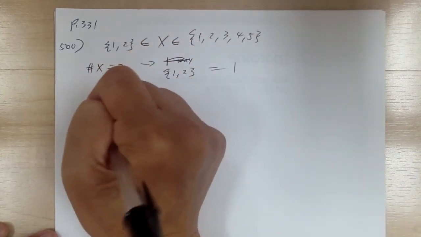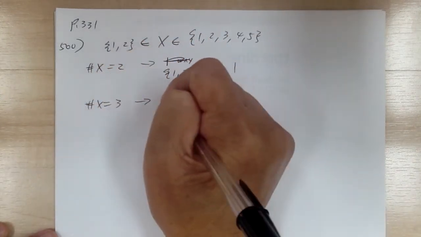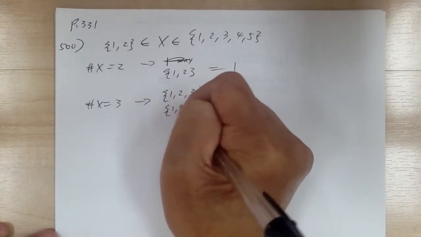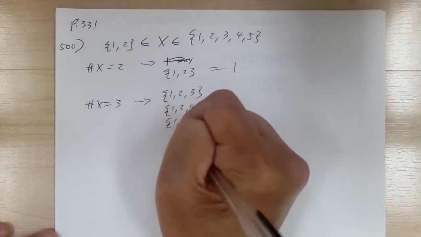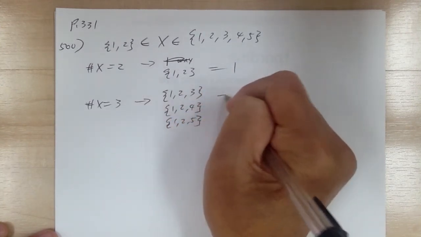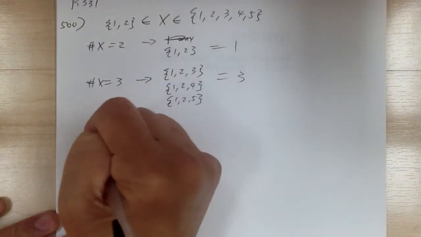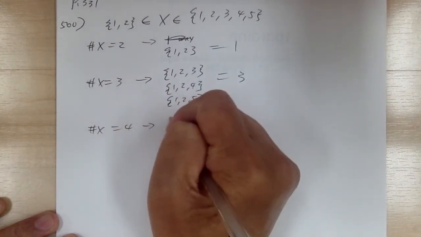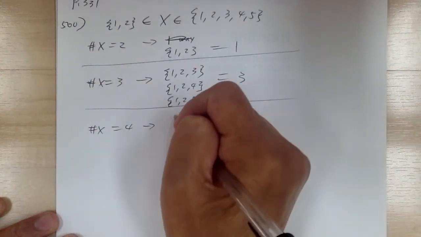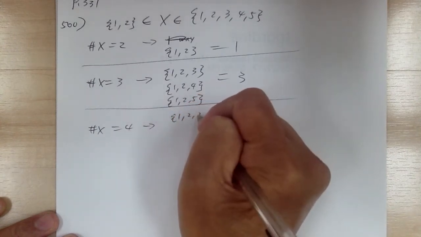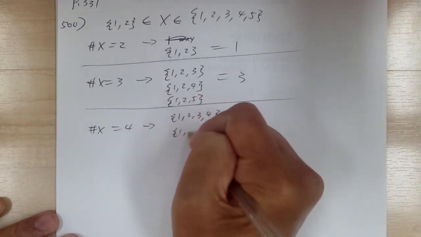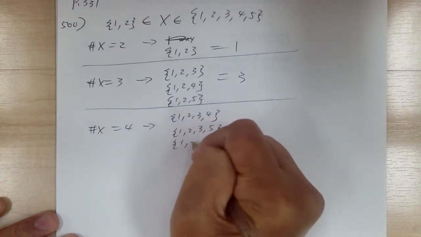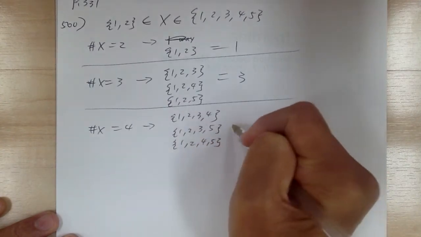Now, when the number of elements in X equals 3, you can have {1, 2, 3}, you can have {1, 2, 4}, you can have {1, 2, 5}. So there are 3 ways. Now, when the number of elements in X equals 4, then you can have {1, 2, 3, 4}, you can have {1, 2, 3, 5}, and you can have {1, 2, 4, 5}. So again, there are 3 ways.